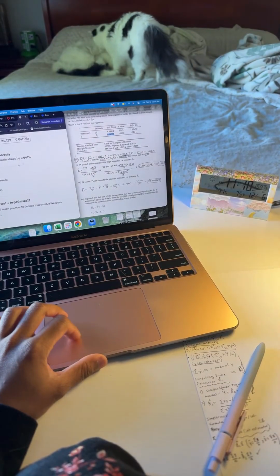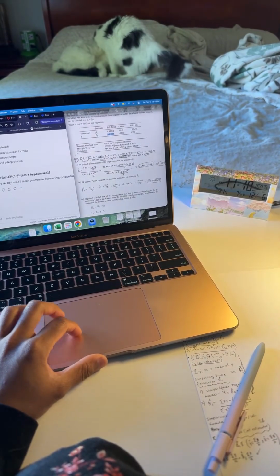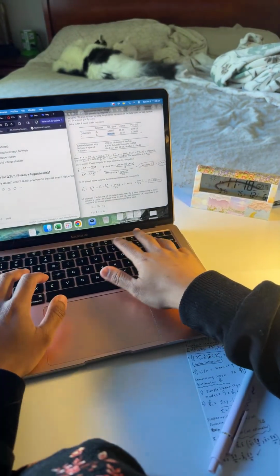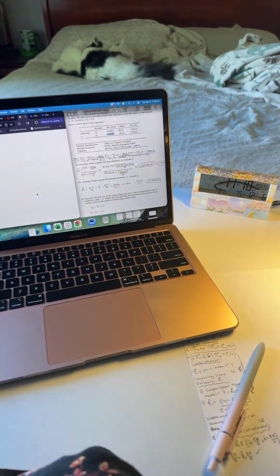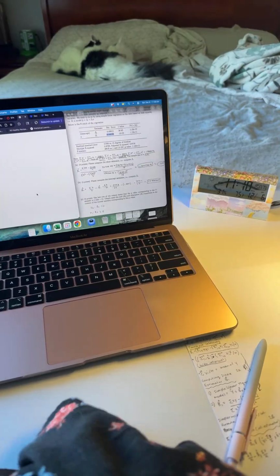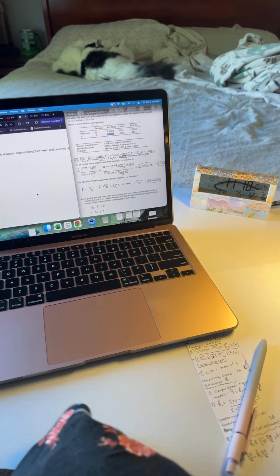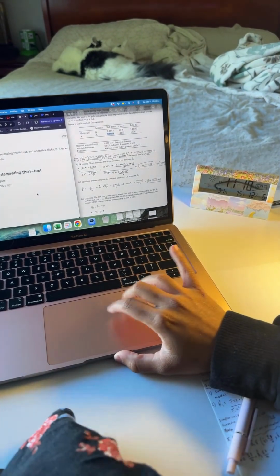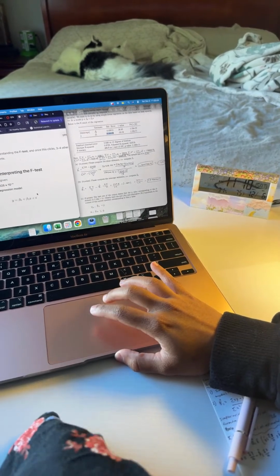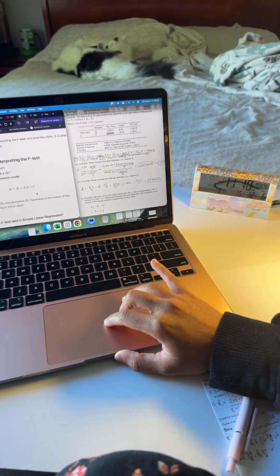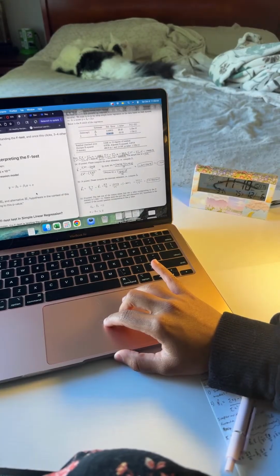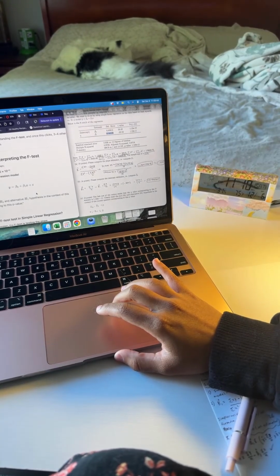Alright. Yes. Let's go. It's all about understanding the F-test, and once this clicks, 3 to 4 other exam questions become 3 points. Question 2C, interpreting the F-test. I got my cats in the back.